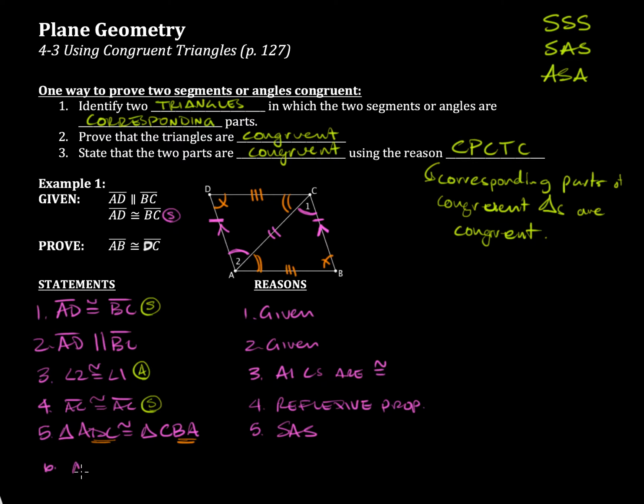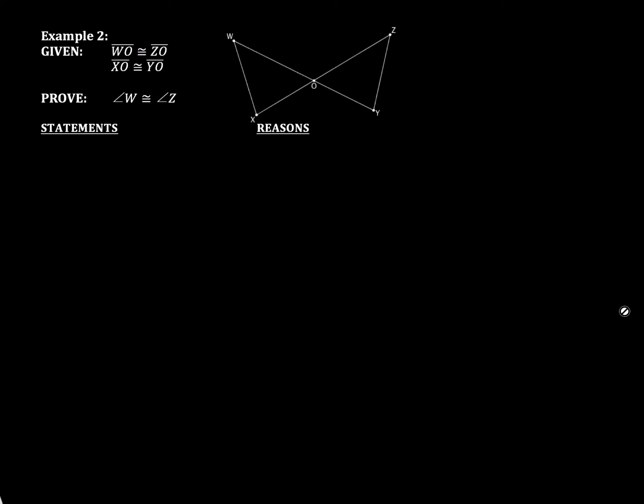I'm going to say that AB has to be congruent to DC because the corresponding parts of congruent triangles have to be congruent. I abbreviate that as CPCTC. Corresponding parts of congruent triangles have to be congruent. So a little bit longer proof right here, but the idea is that we use these two congruent triangles to say that these two segments had to be congruent. Let's look at another one.